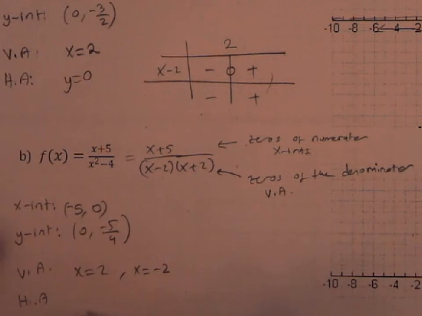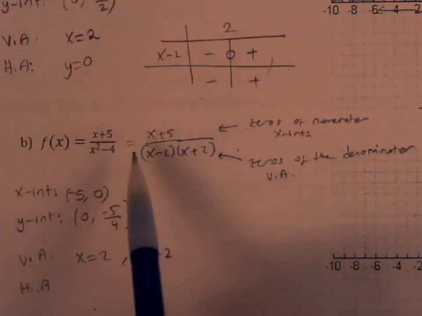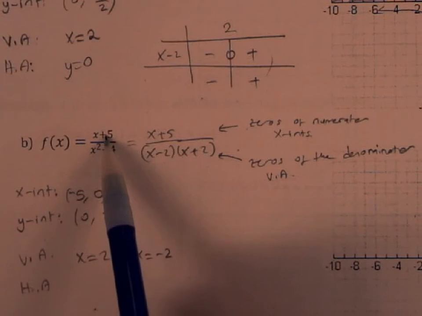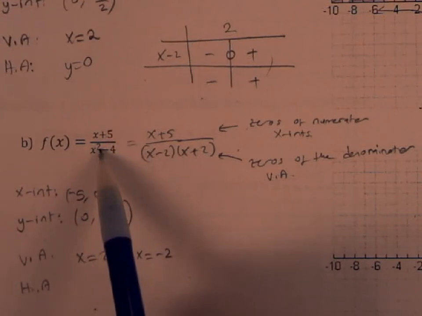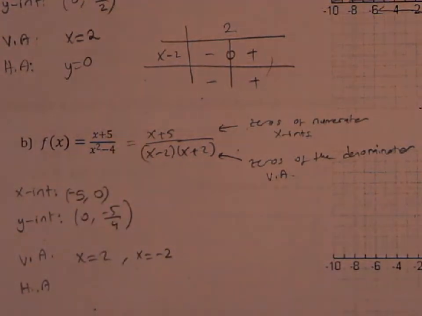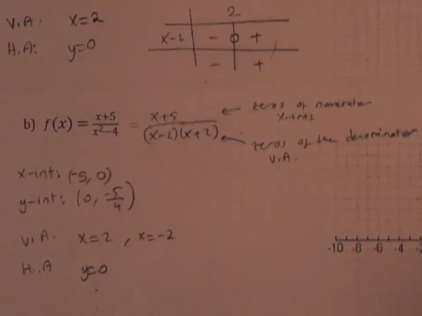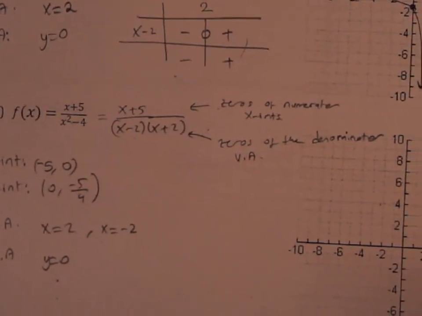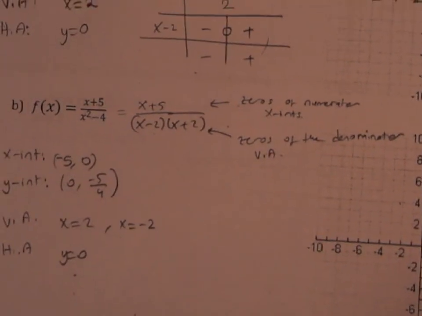And horizontal asymptote, so you check the degree. The degree of the numerator is 1, the degree of the denominator is 2. The degree of the numerator is less than the degree of the denominator, so you have a horizontal asymptote at y equals 0. Now let's put this information on the graph.